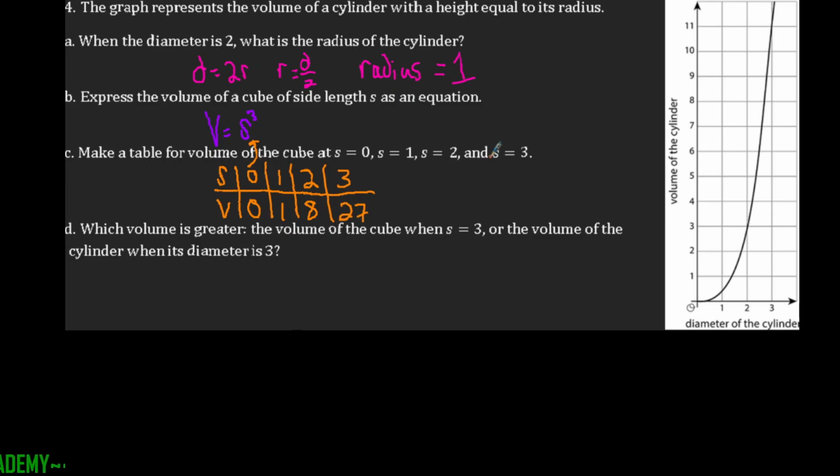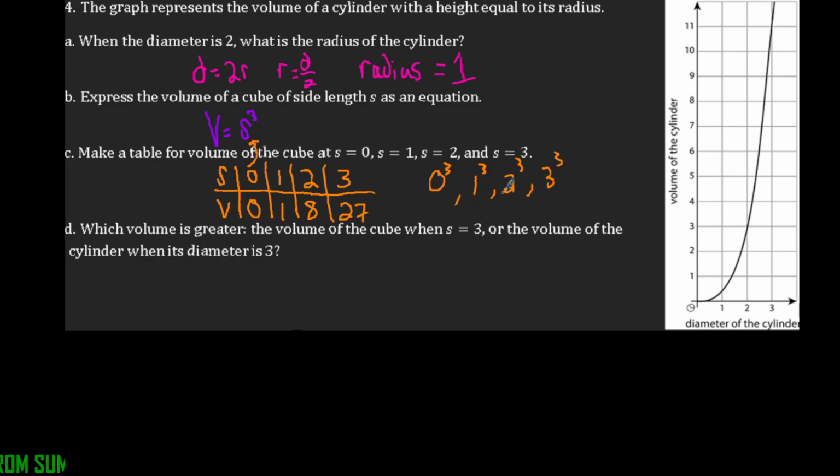So each of those, again, notice how I did 0 to the third power, 1 to the third power, 2 to the third power, and 3 to the third power. Again, you're not multiplying by 3, you're multiplying that base times itself 3 times. So 0 times 0 times 0, 1 times 1 times 1, 2 times 2 times 2, and 3 times 3 times 3.